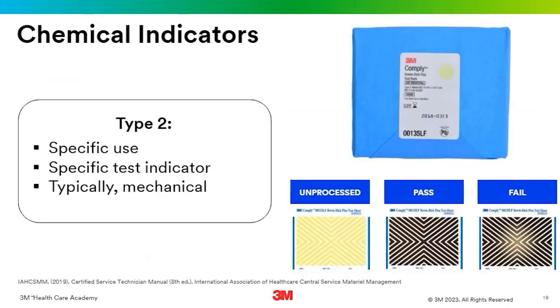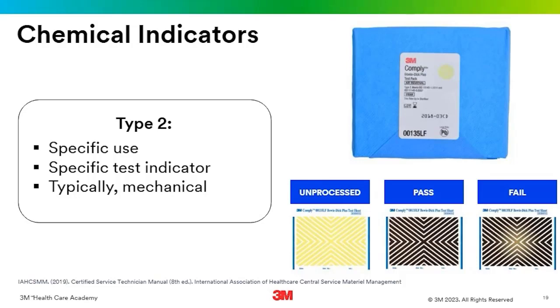Then you have your type 2, again, not better than a type 1. I think the type 2s look cooler than the type 1s, but that's not necessarily fair. I digress. So a type 2 is used for a specific use because it's a specific test indicator. Now, the one we usually default to is your Bowie-Dick test. And while this is a test that helps demonstrate the mechanics of your sterilizer, it is not a mechanical test.